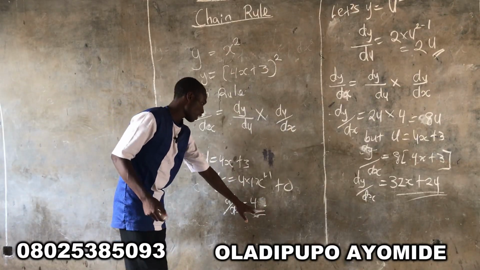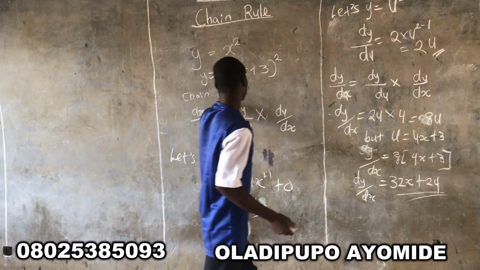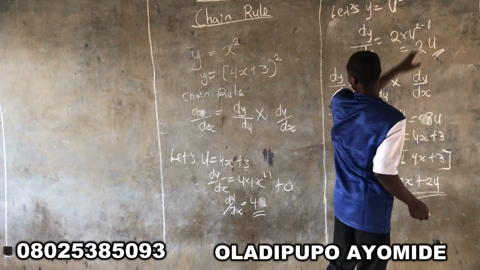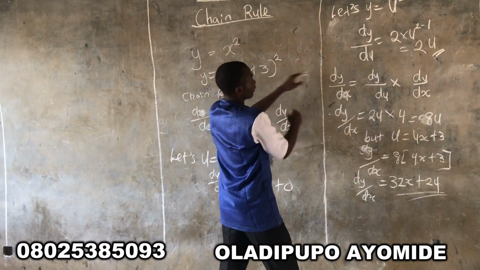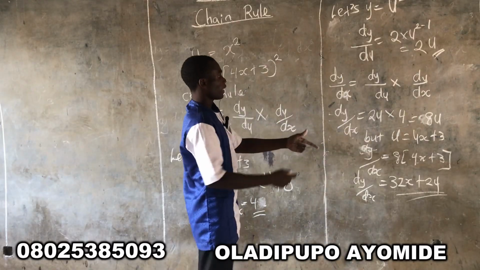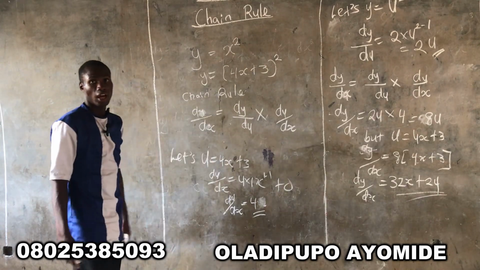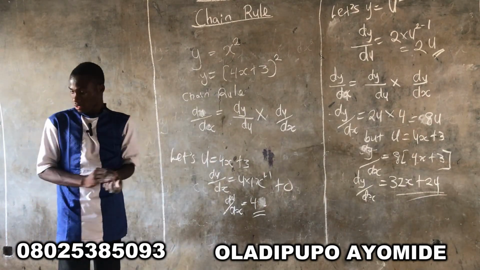This is the derivative of u. Then differentiate the outer part, which is u squared. Are we on the same page? Then multiply by the derivative. That's just the idea. So let's take another question.